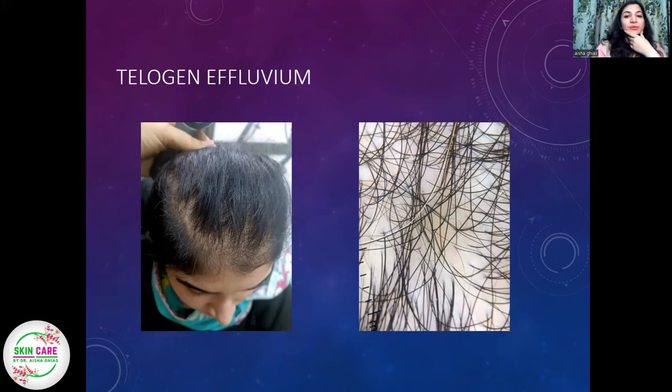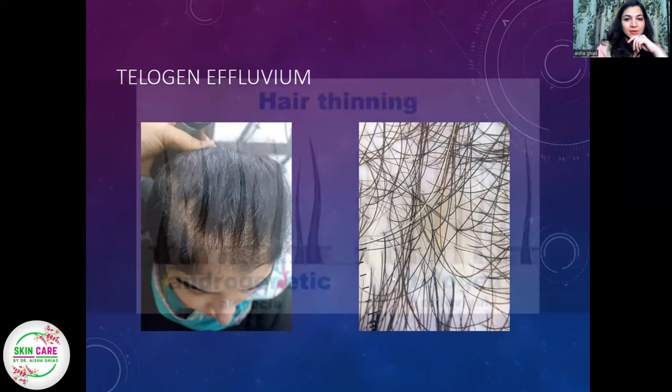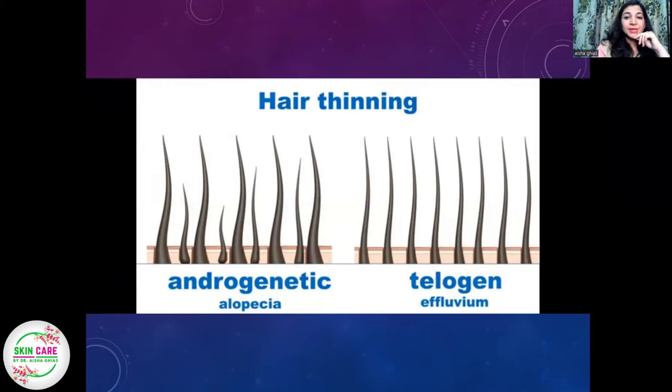So in telogen effluvium, there is diffuse thinning of the hair, and on trichoscopy, you see that the caliber of the hair is the same. There is no heterogeneity in the hair shaft. The caliber is the same, the color is the same. So there is no diagnostic feature of alopecia areata. Black dots are not there. So this is the diagnostic picture for telogen effluvium. So hair thinning is there in telogen, but you have a similar caliber. There is monotony in the caliber of the hair.